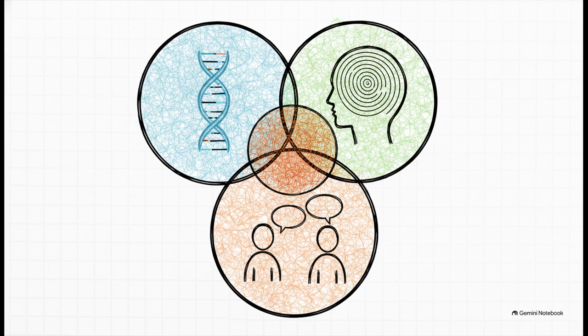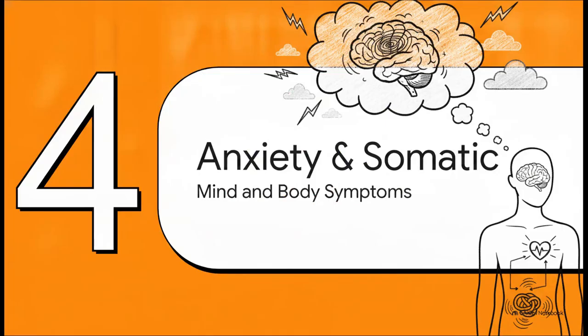Understanding this interplay completely transforms our approach to treatment. It proves we can't just look at brain chemistry in a vacuum, and we can't just look at environmental stress without acknowledging that powerful genetic undercurrent. Section 4. Anxiety and somatic symptoms.